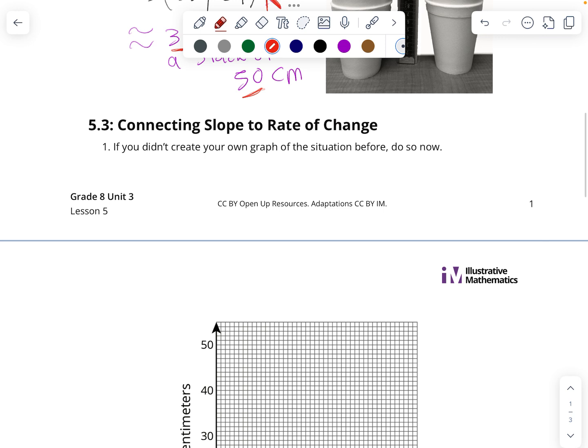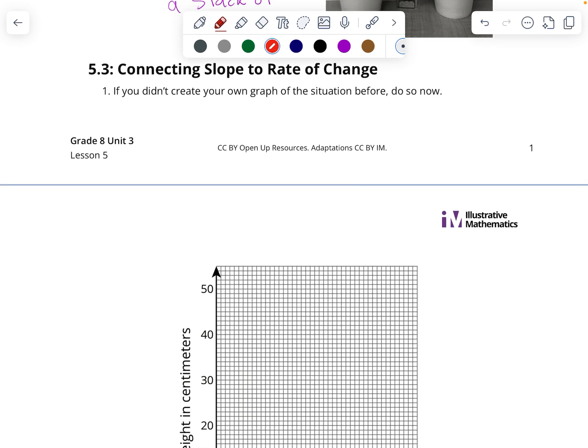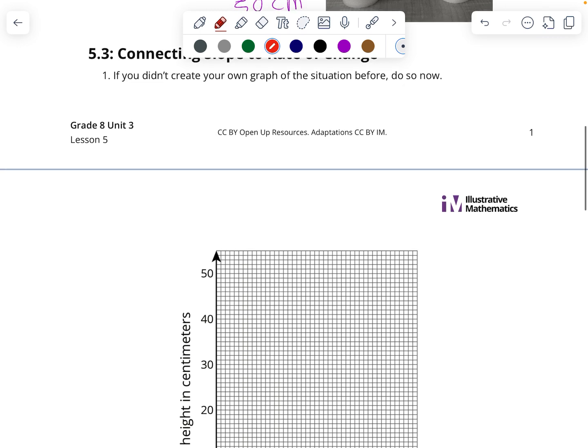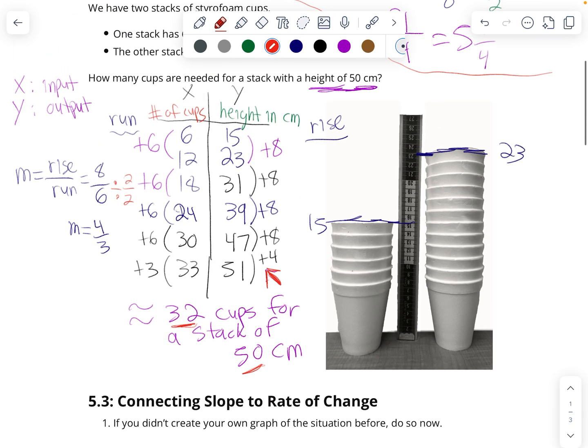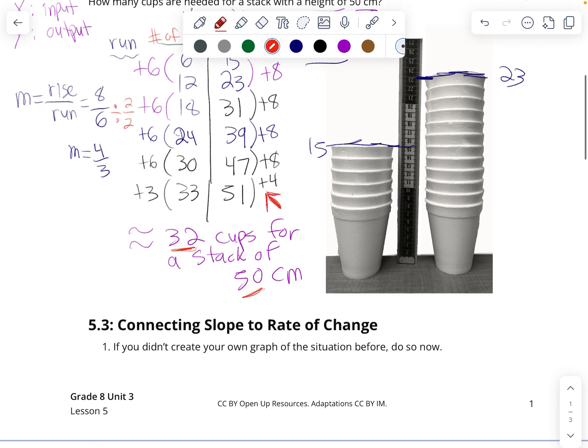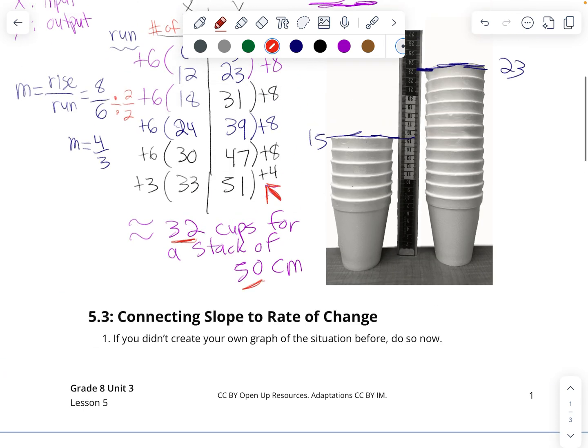So it says 5.3, connecting slope to rate of change. I've talked about rate of change a little bit already. There's our 7-minute bell. I'm going to try to finish our lesson before my next class here. If you didn't create your own graph of the situation before, do so now. Well, if we backtracked before, we're going to have to find the first points. We know a couple points already.